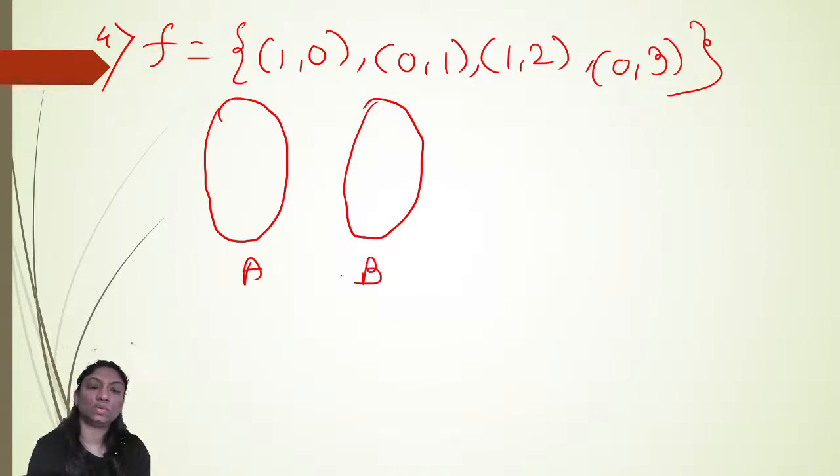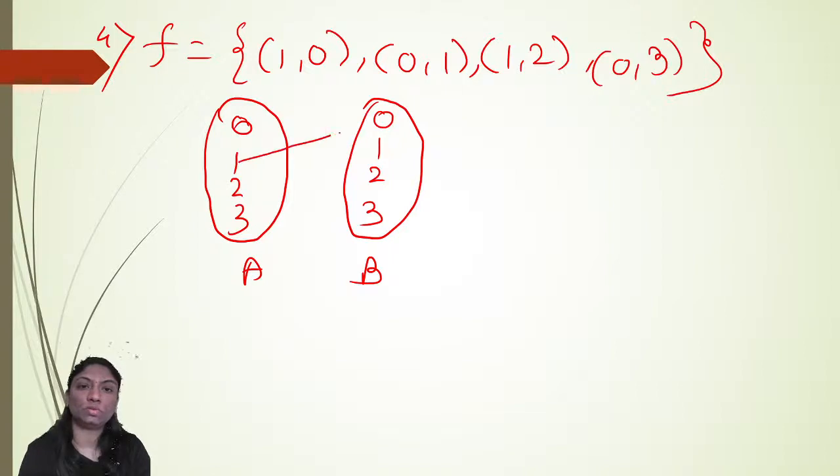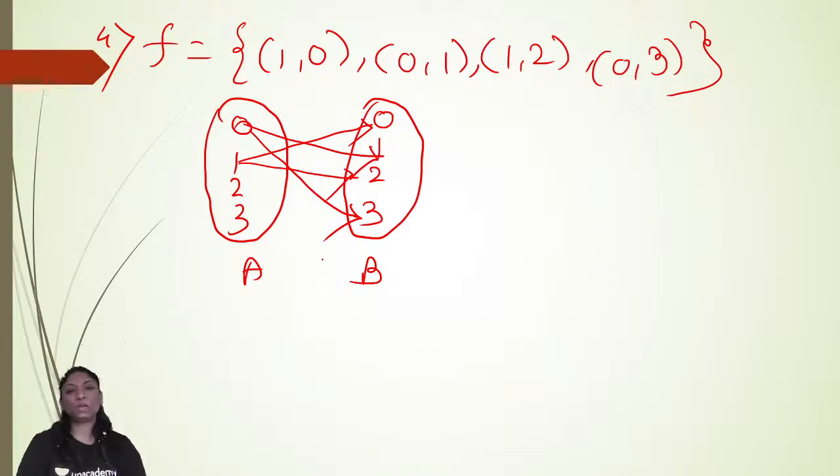Here is A, here is B. Here 0, 1, 2, 3. Right? 0, 1, 2, 3. So F is defined as 1 to 0, 0 to 1, 1 to 2, and 0 to 3. If you observe here, there is no image for 2 and 3. And one more thing, one element has two different images, which does not satisfy the definition of a function.